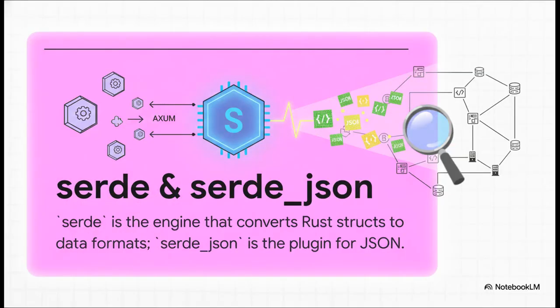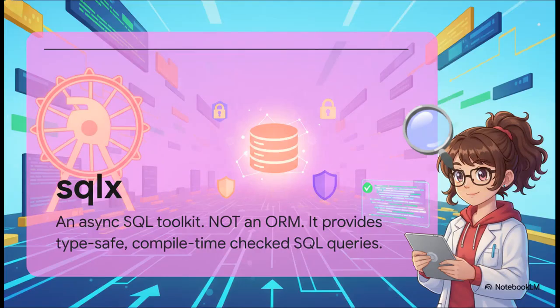Now, what about handling data, like JSON? That's where Serde and Serde JSON come in. This pair is like a Rust superpower. Seriously. Serde is this incredible engine that can convert your Rust structs into, well, almost any data format. And Serde JSON is the specific plugin for JSON. This is how you're going to effortlessly take JSON from a request body and turn it into a struct, and vice versa.